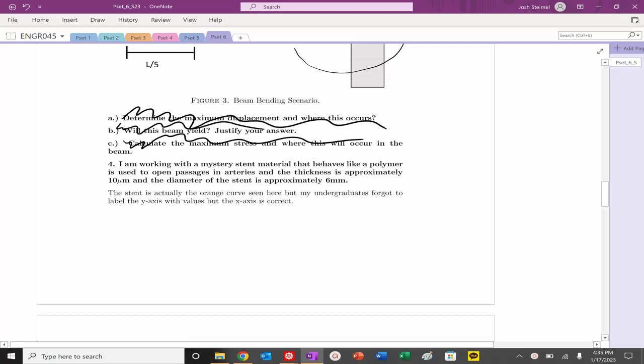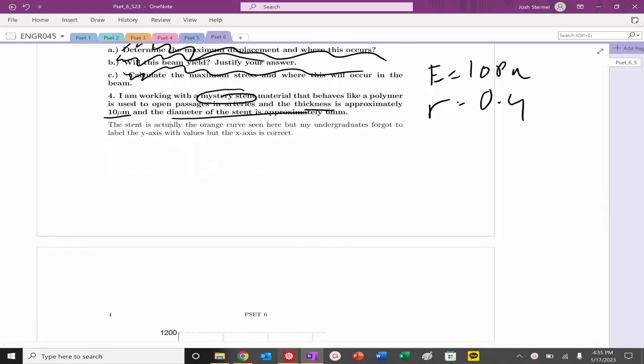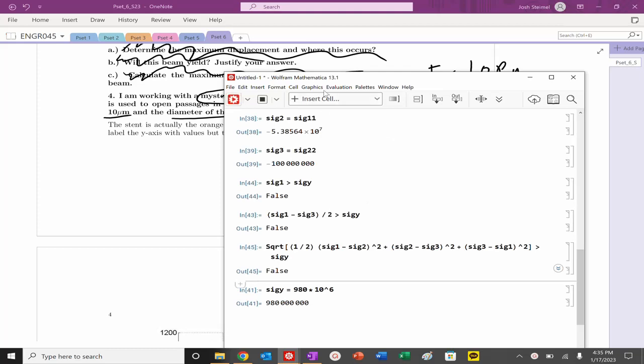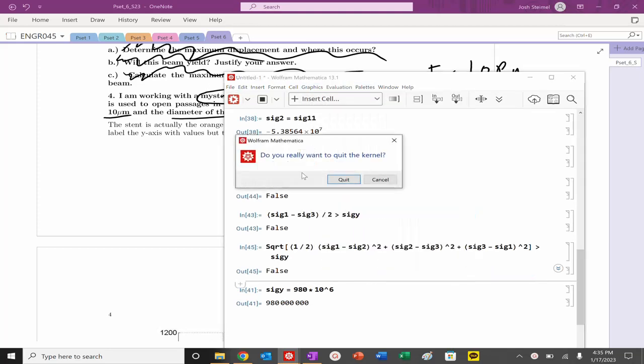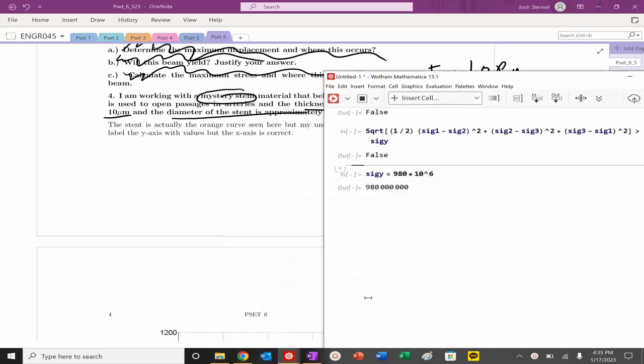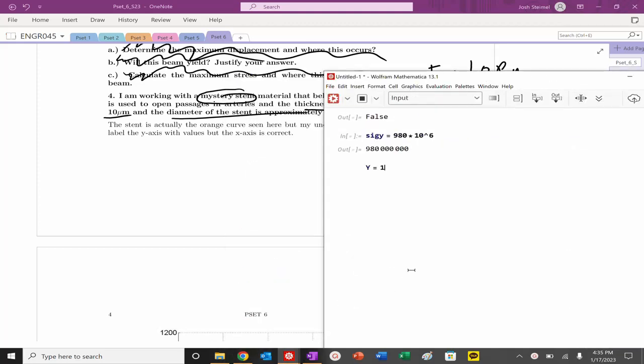All right, so now we're working with, again, another mystery material, stent, but it behaves like a polymer. So we know if it's a polymer, Young's modulus is GPa, nu is equal to 0.4. Thickness is 10 micrometers, diameter is this. So let's go ahead and start to file these away. I'm going to quit the kernel. So my Young's modulus is equal to 1 times 10 to the 9th. My nu is equal to 0.4.